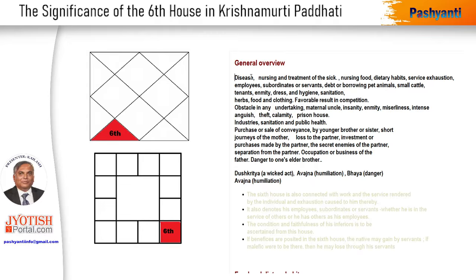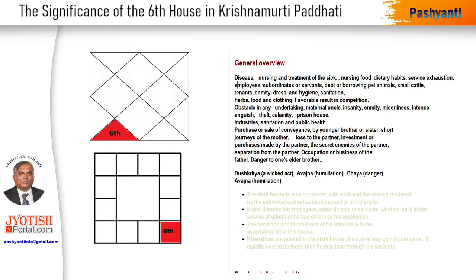So I'm going to quickly read out: disease, nursing and treatment of the sick, then dietary habit, service exhaustion. You might not know about this service exhaustion, but persons who are overburdened with work get exhausted doing their office work or whatever, sometimes they are doomed to do a lot of manual labor, and that results in what is called service exhaustion. So that also comes from the 6th house. It's a good idea to have some idea about these important things in life.